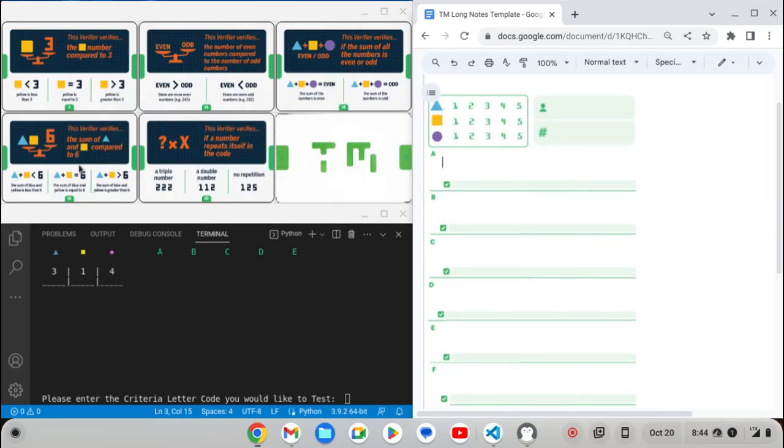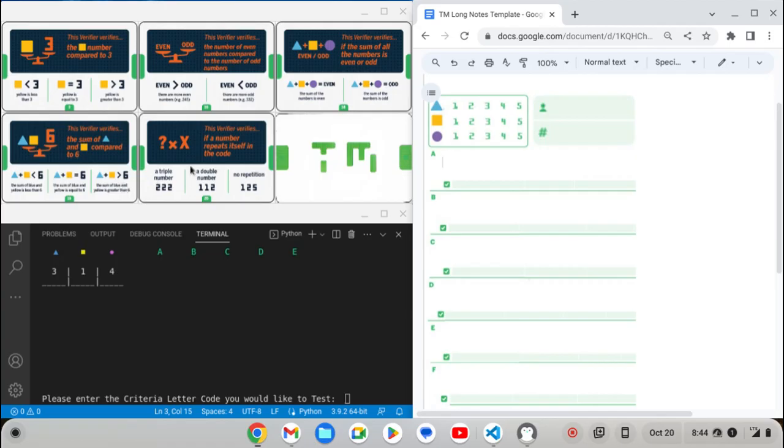Criteria card D will take a look at our first 2 digits, triangle and square, add them up, and compare that sum to the number 6. So should the sum be less than 6? Should it be equal to 6? Or should the sum be greater than 6?